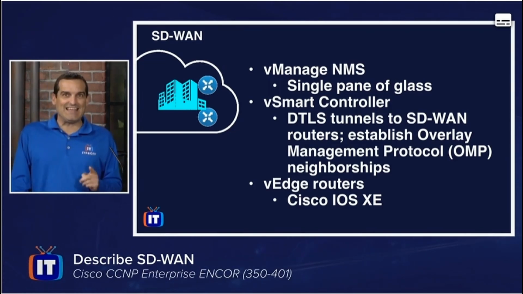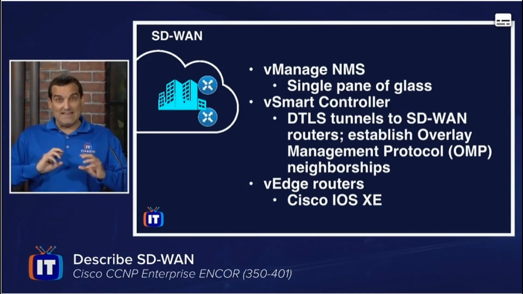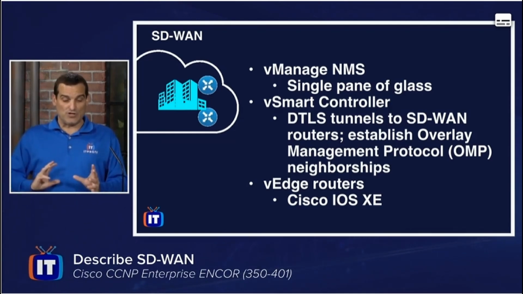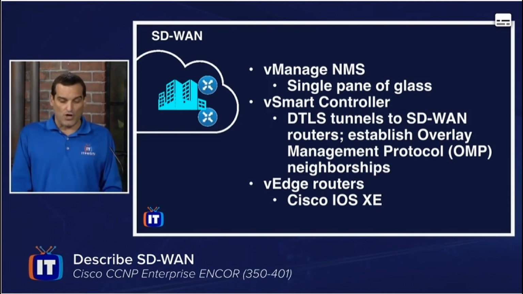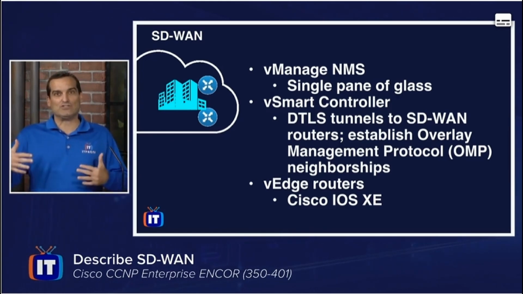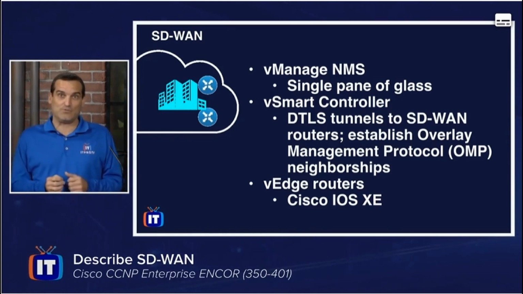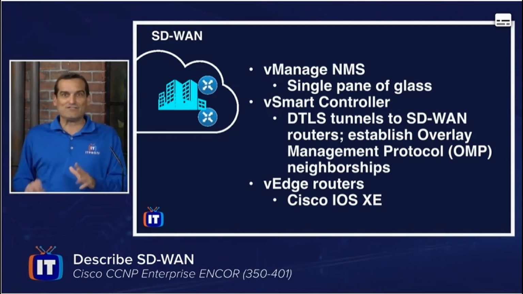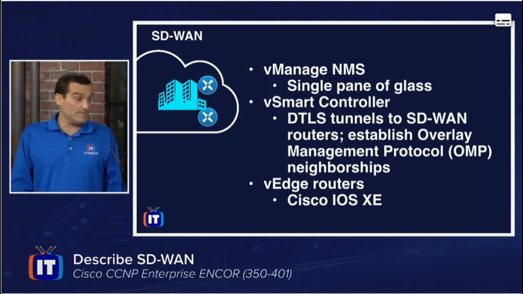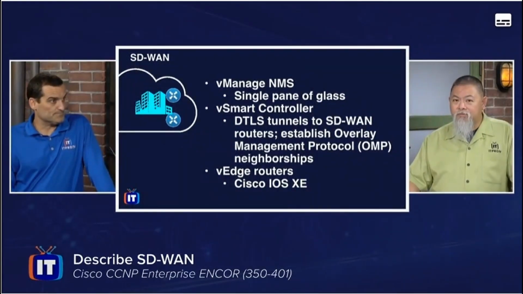Notice it's DTLS tunnels that are dynamically formed from your vSmart controller out to those vEdge routers. And there's a new protocol called the Overlay Management Protocol, which handles the establishment and maintenance of the neighborships in this relationship. Notice the vEdge routers, they're the data plane. They're moving all this traffic through the WAN for us, and IOS XE is the main operating system that we find here.